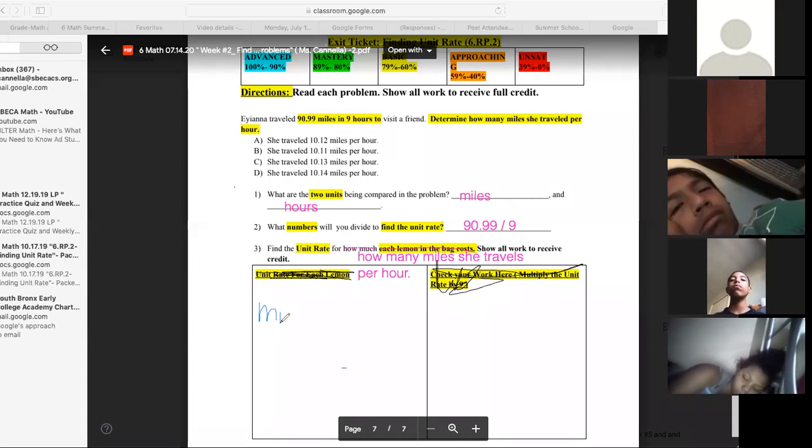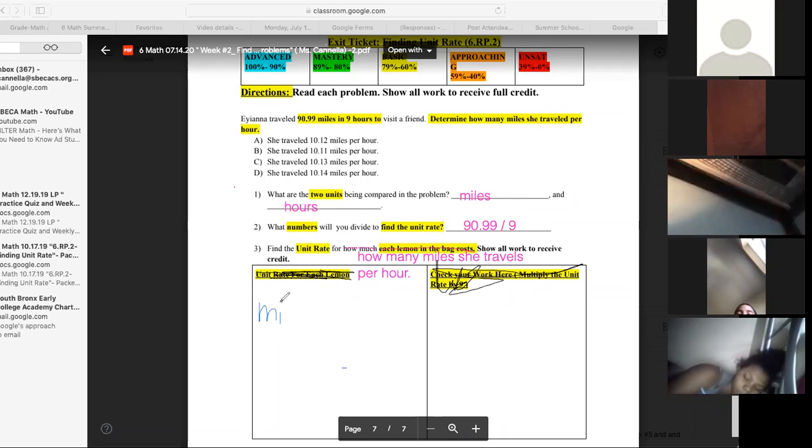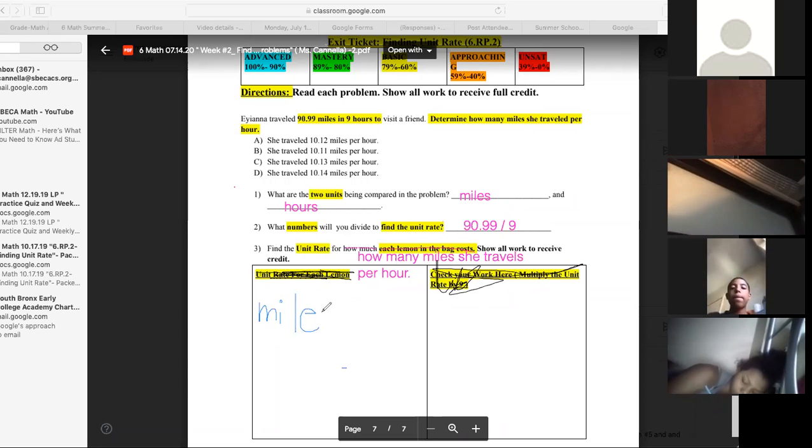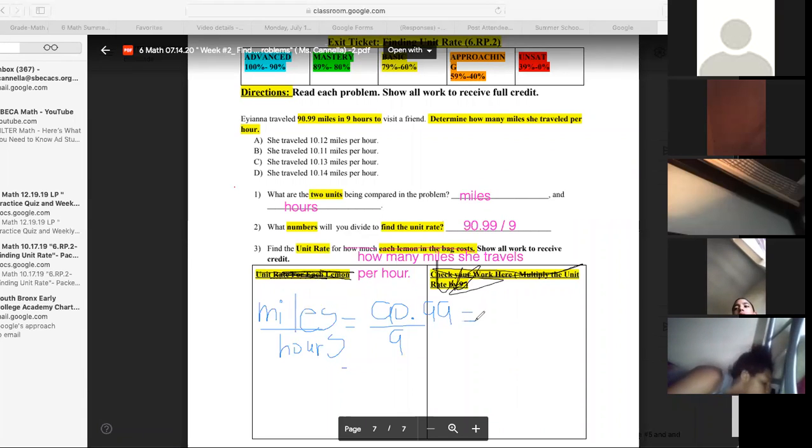Miles over hours, and then the miles is 90.99, and the hours is 9. So 90.99 divided by 9. 9 is a whole number, so 9. Okay. Anybody have any idea what this is equal to if you use your calculator? 10 point what? Obviously, we know it's 10.